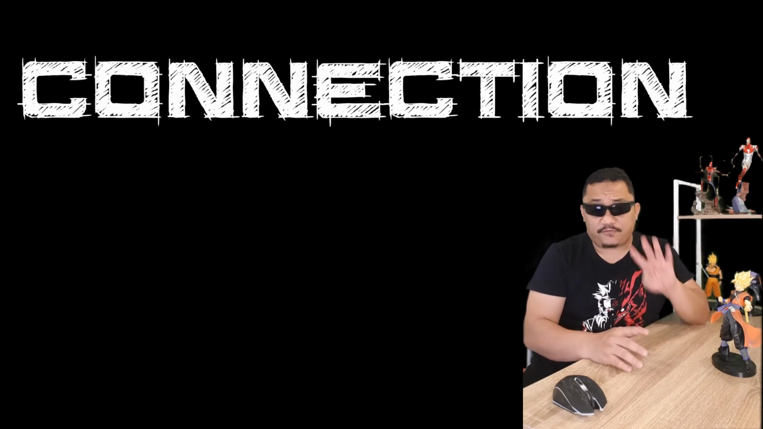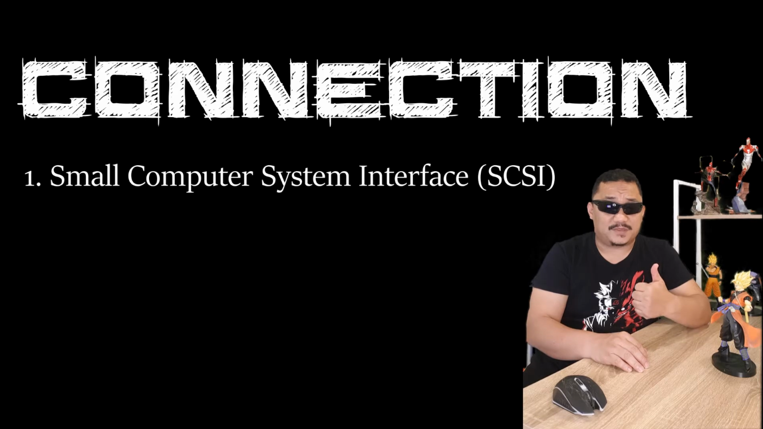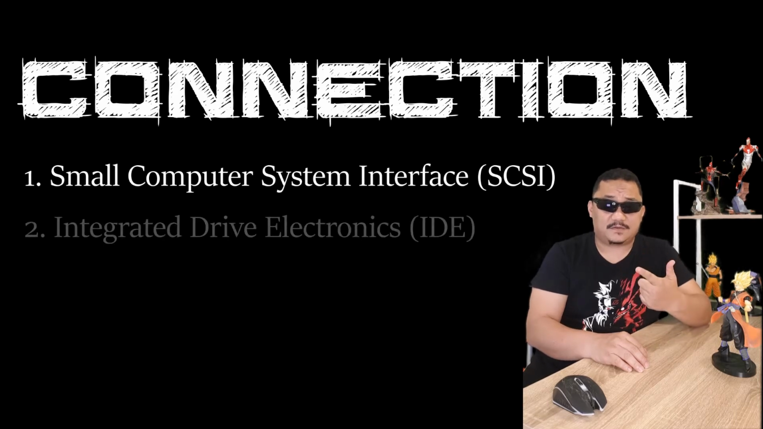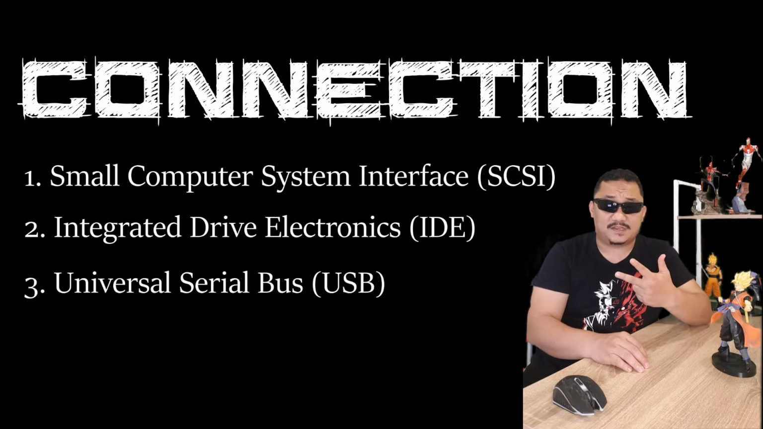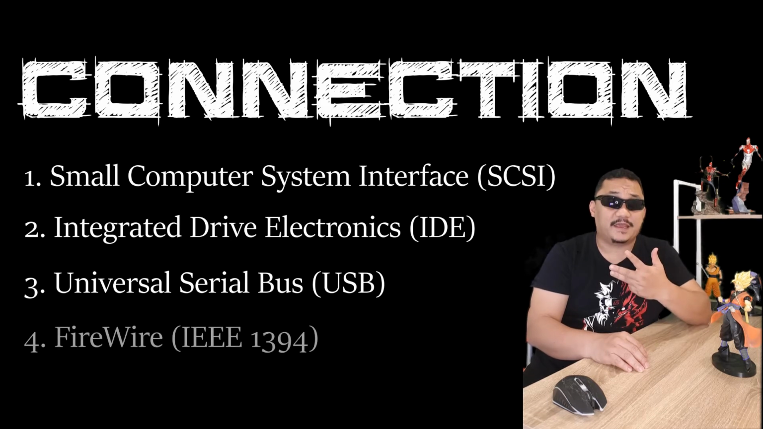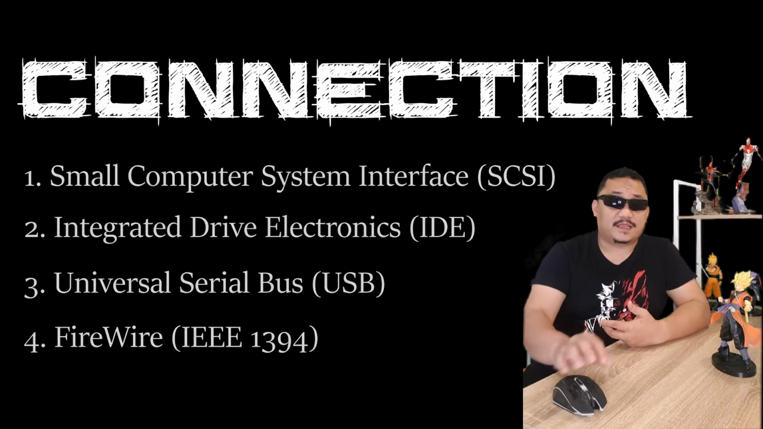Other than networking, we also need connections. There are 4 types of connection that will be covered in this chapter: the first is small computer system interface, or SCSI. The second is integrated drive electronics, or IDE. The third is universal serial bus, or USB, and the last one is Firewire.